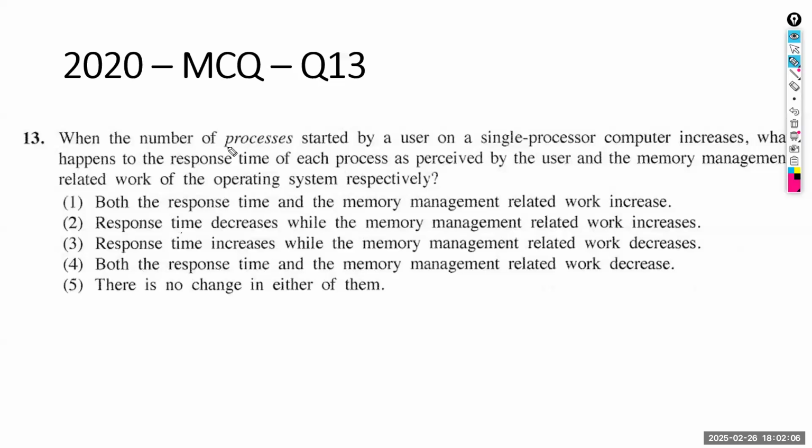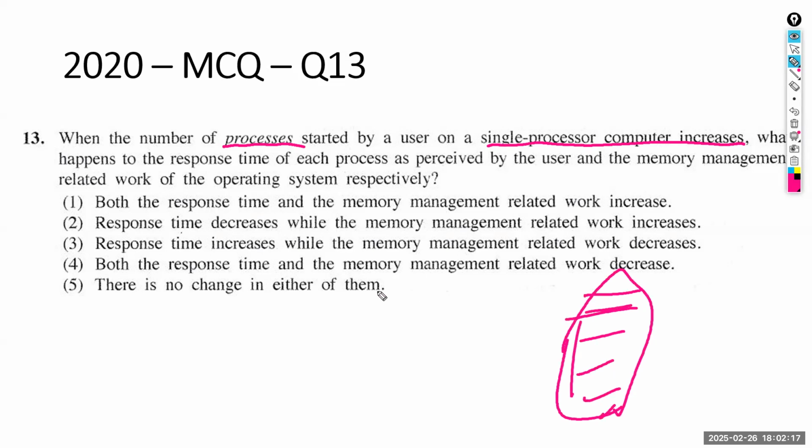When the number of processes started by a user on a single processor computer increases, that means a lot of programs are running. What happens to the response time of each process as perceived by the user? That means as the user feels. So how will the user feel about the response time of the programs, and the memory management related work of the operating system, respectively?